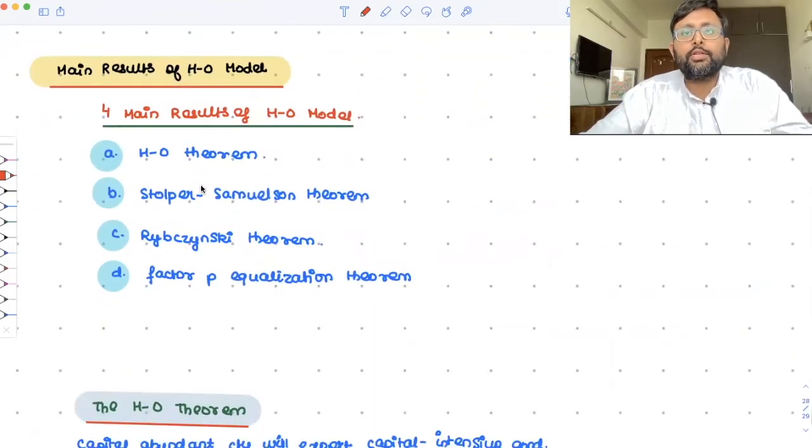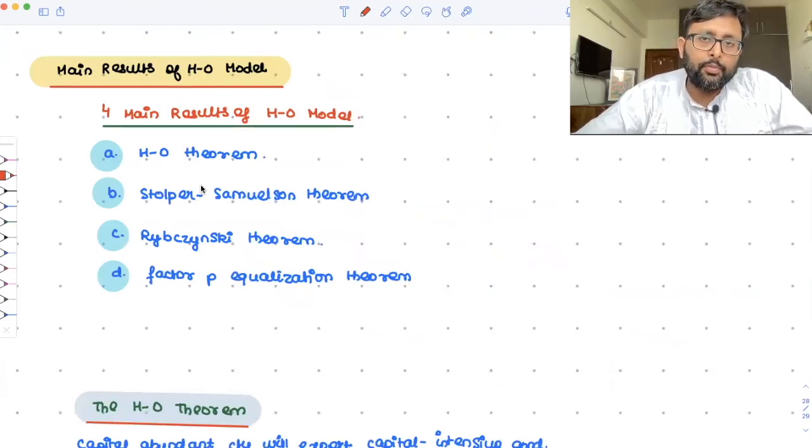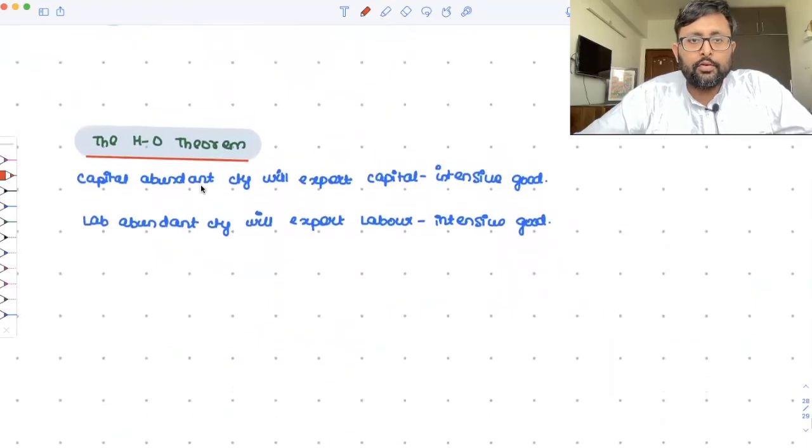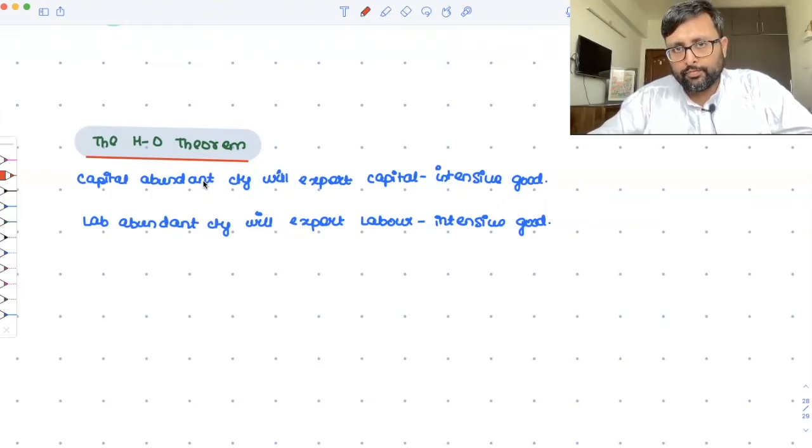There are four main results of the HO model. One is the HO theorem, others are the Stolper-Samuelson theorem, the Rybczynski theorem, and the factor price equalization theorem. So today I'm just going to introduce you to the HO theorem. This is just the meaning, right? We haven't even gone into the details of all this, just the meaning, just to make you familiar with what the HO model is. So the HO theorem says this, that a capital abundant country will be exporting the capital intensive good. A labor abundant country will be exporting the labor intensive good.